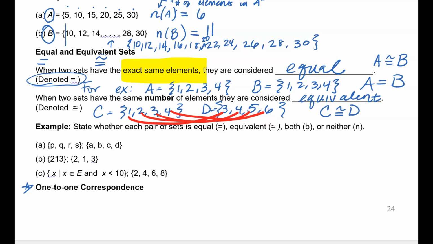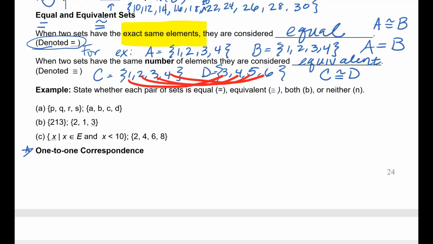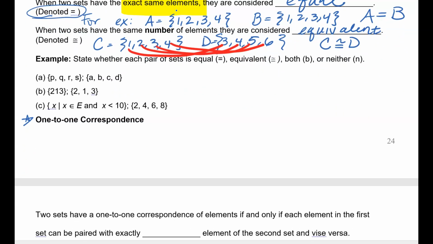So let's look at this example. This would be a great place to pause the video and try this on your own. State whether each pair of sets is equal, equivalent, both, or neither. So A, they both have 4 elements, so I'm going to say they are equivalent. They are not the same elements though, so they're not equal.